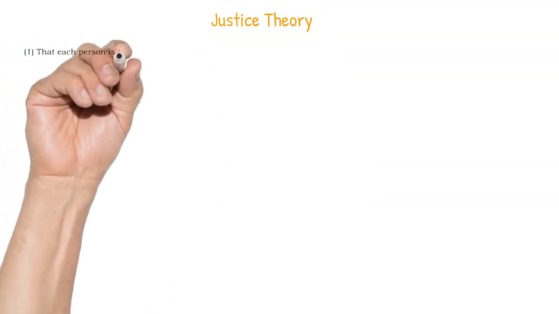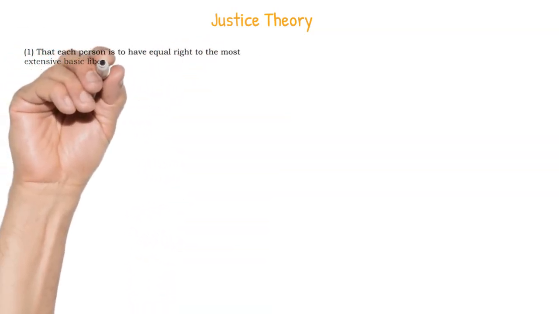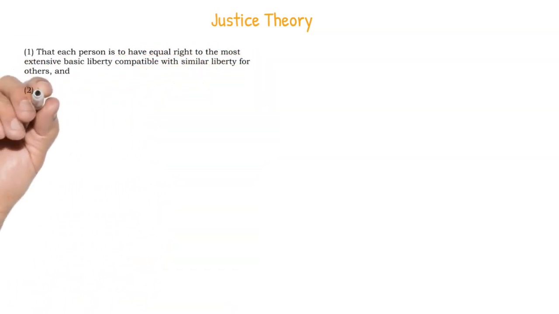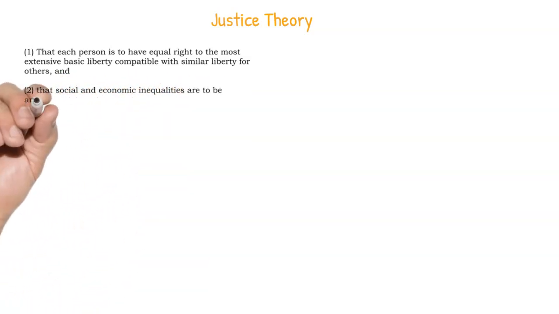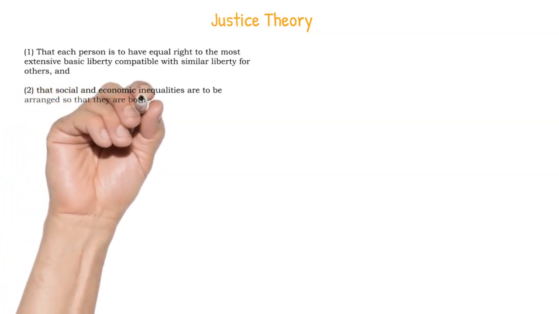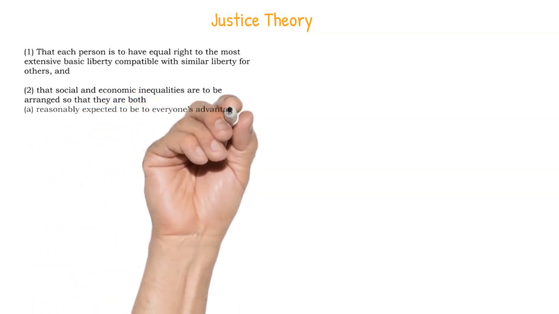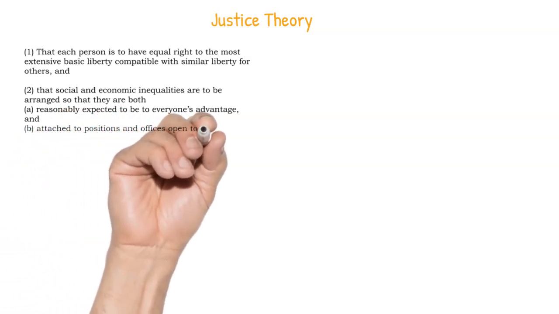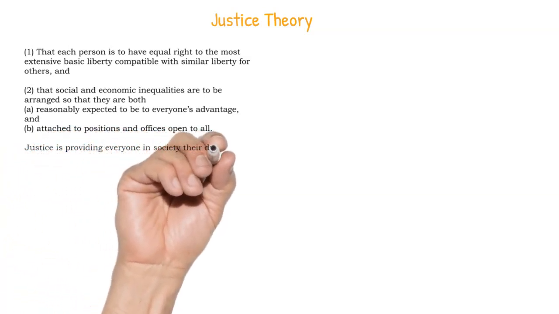Finally, we considered distributive justice theory, or simply justice theory. John Rawls posited that each person is to have equal right to the most extensive basic liberty, compatible with similar liberty for others, and that social and economic inequalities are to be arranged so that they are both A, reasonably expected to be to everyone's advantage, and B, attached to positions and offices open to all. So justice is providing everyone in society their due, while simultaneously treating equals equally and unequals unequally.